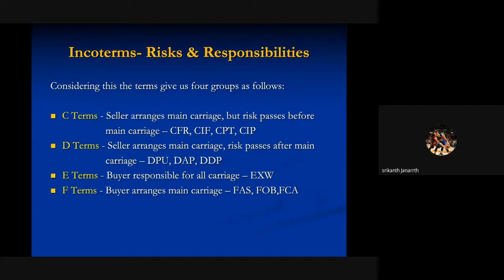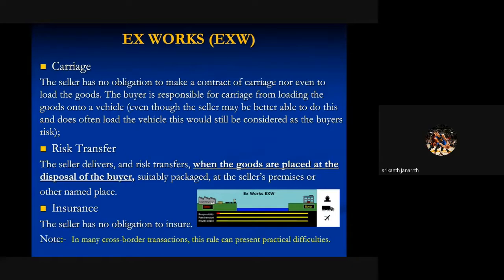Then the E term comes next, with the lowest responsibility taken by the seller, the exporter: EXW, Ex Works. The goods are ready at his warehouse. Then the F terms, where the seller keeps the goods at a particular place where the main carriage is paid by the buyer. So these are the four groups the Incoterms are grouped into: C terms, D terms, E terms, F terms, right? So let us look at each term.